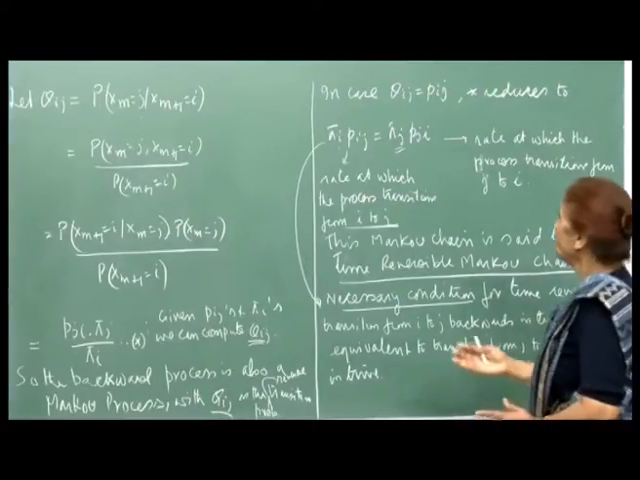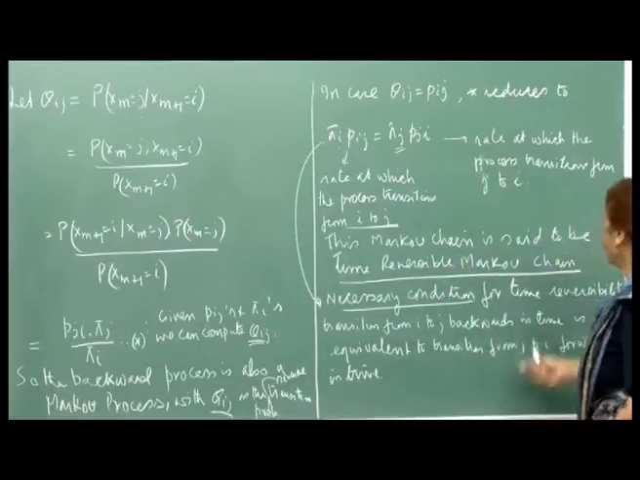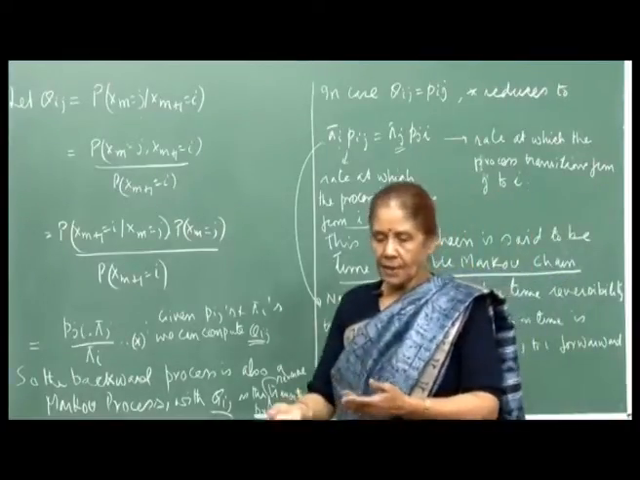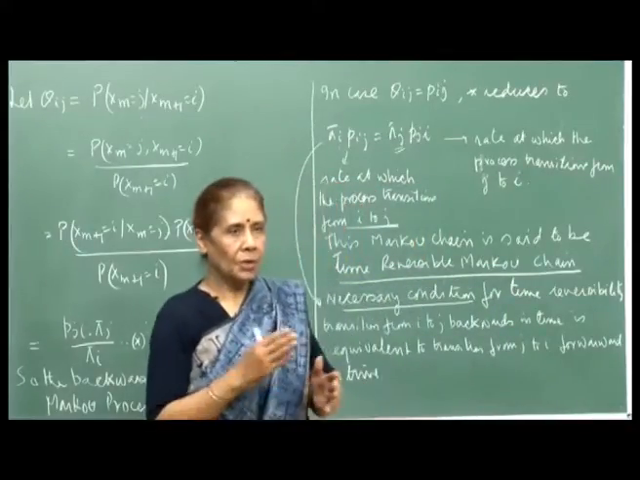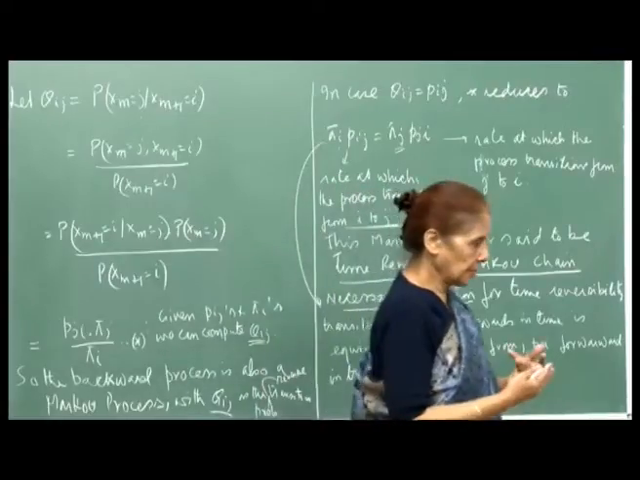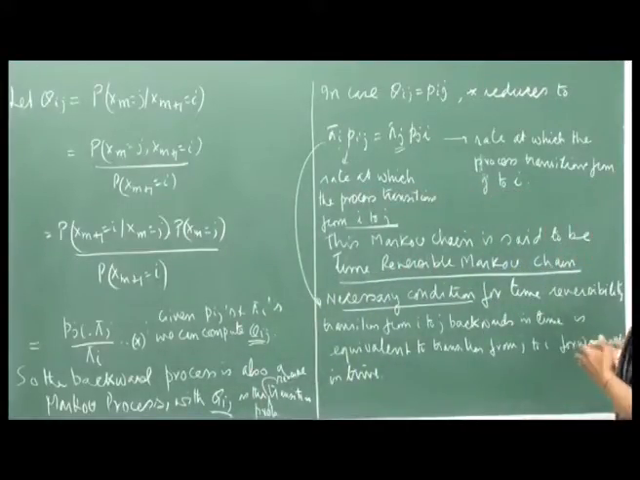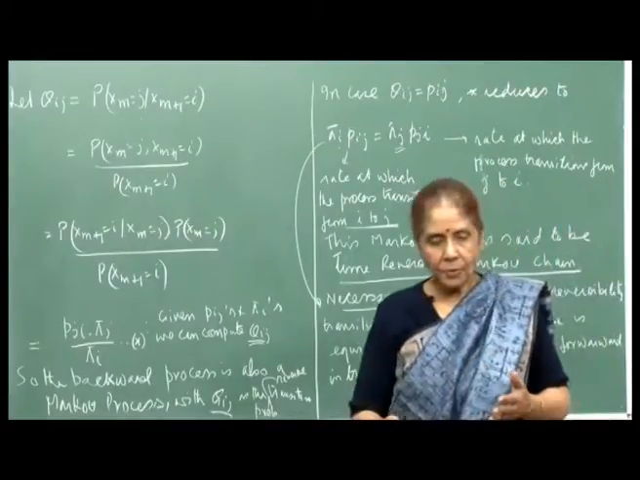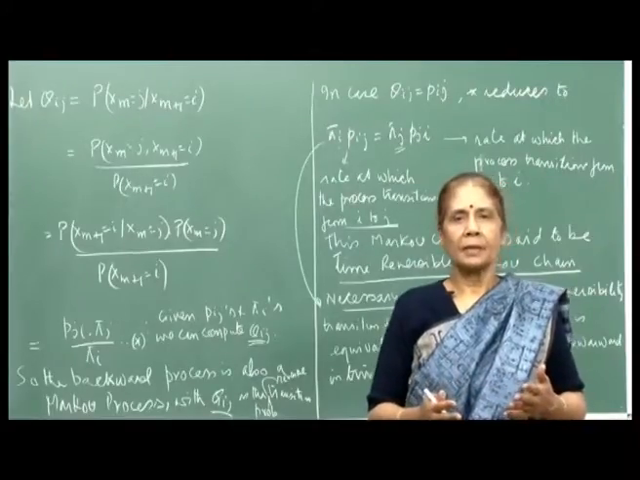So, therefore, you say that this Markov chain is said to be a time reversible Markov chain, because the forward transition rate and the backward transition rate are exactly the same. It is something like saying that if you play a tape, you will not be able to differentiate whether it is playing backwards or forwards. This is the idea, right.